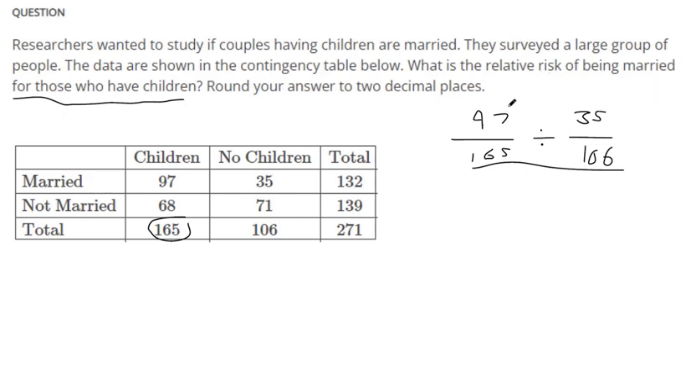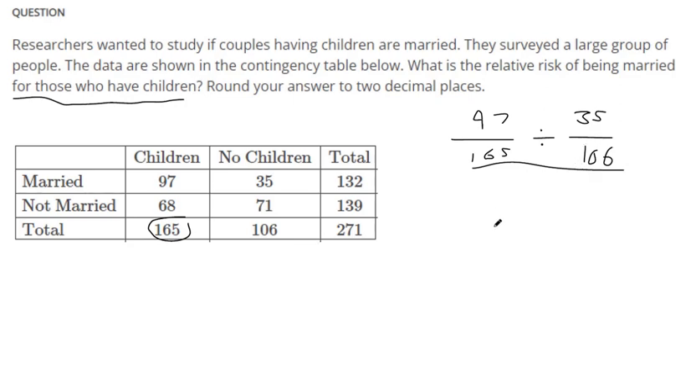Okay. There are 97 out of 165 that are married with children. There are 97 out of 165 people that meet that criteria. And with a relative risk, you divide by the probability of having that married criteria and not being a part of that group. For those that do not have children over here.